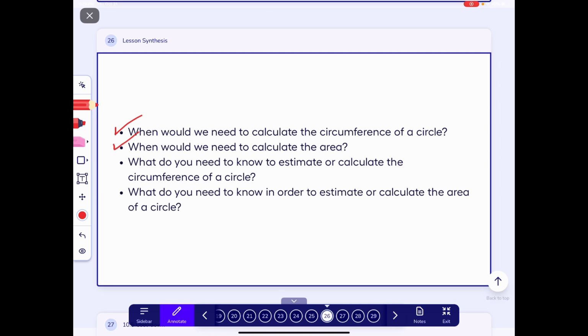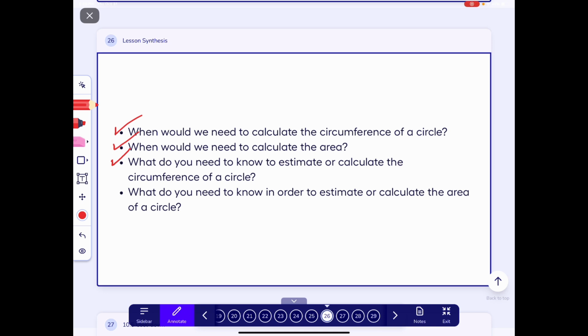What do you need to know to estimate or calculate the circumference of a circle? Well, you need to know pi. For that, you need to know the diameter or the radius. Once you have the diameter or the radius, well, you can have one or the other, you don't need both. If you have a diameter or radius, you can figure out circumference, you can figure out area, you can figure out a lot with the circle. And for the radius and diameter, a lot of times you just need to measure it.